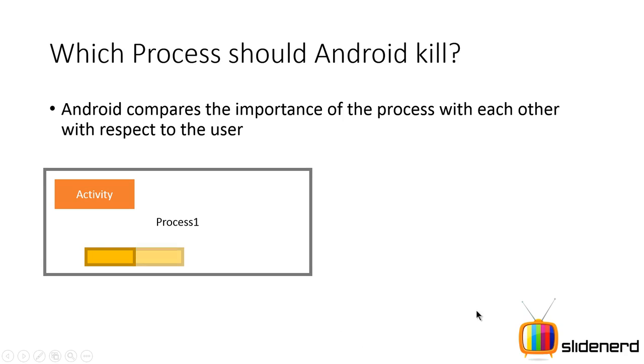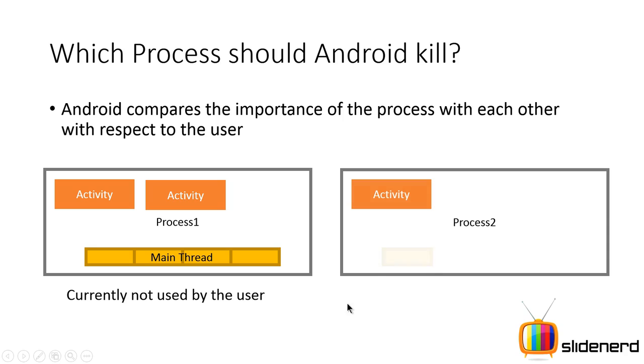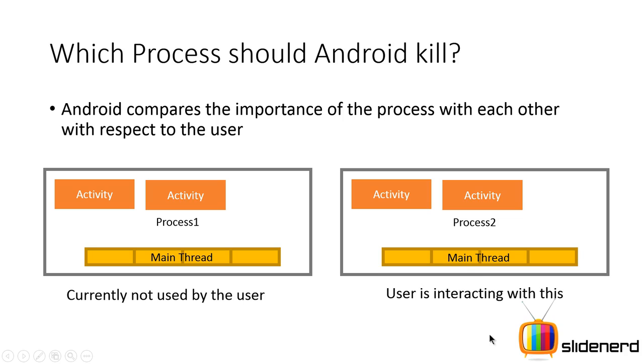Let's say there is a process 1 which has 2 activities and a main thread, and the user is currently not using this app. On the other hand, there's a process 2 which has the same 2 activities and a main thread, and the user is actually working with this app currently. Let's say it's some kind of SMS app and the user is typing something inside the message. Obviously process 2 has a higher importance compared to process 1 because the user is currently interacting with process 2.